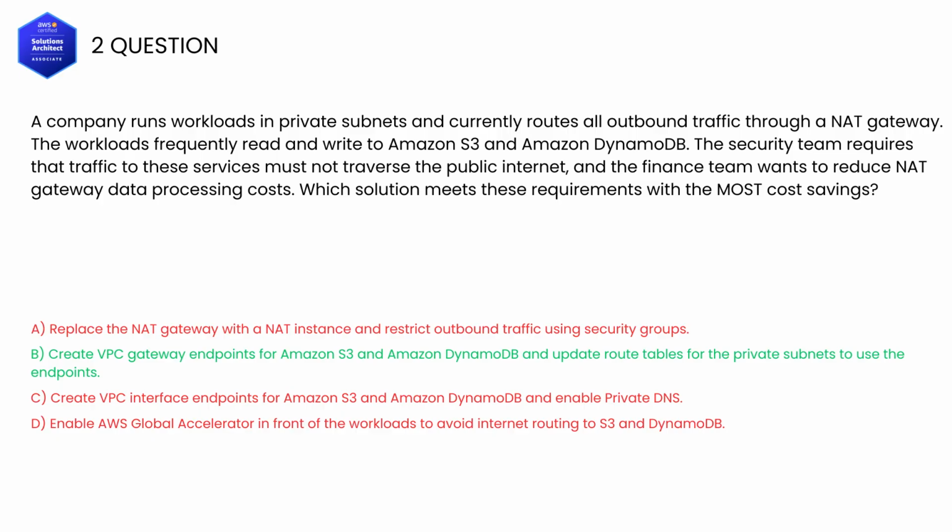And the last one is incorrect because Global Accelerator is used to improve ingress performance to applications, not to provide egress connectivity to AWS services like S3 and DynamoDB. It will not remove the need for NAT or private endpoints for service access.